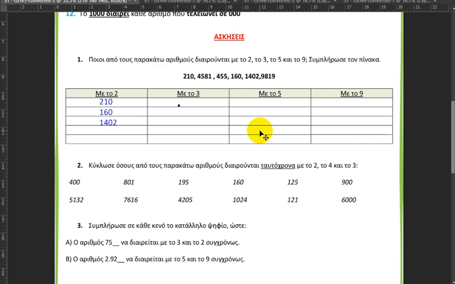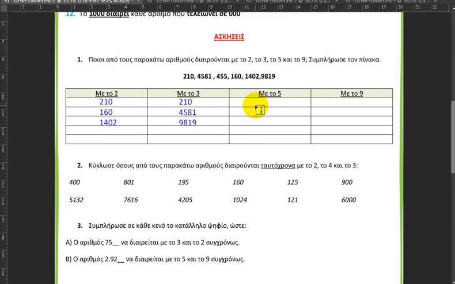And to be divisible by 3, the sum of your digits needs to be divisible by 3. So the first one has a sum of 3. So yeah, it's divisible by 3. Then 4 and 5 and 8 and 9 make 18, which is divisible by 3. Then 4 and 5 and 5 make 14, which is not. 1 and 6 and 0 make 7, which is not. 1 and 4 and 2 makes 7 again, which is not divisible by 3. 9 and 8 and 1 and 9. How much is that? That's 27, which is divisible by 3. So 9,819 is divisible by 3. Right?